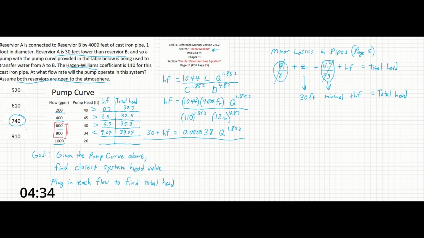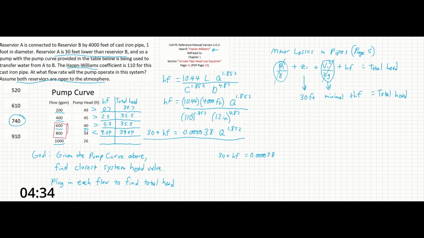Since a flow of 600 produces a head of 35.3, we can assume that the flow of 610 won't produce much more head than that. We could check this if we wanted to as well. But 740 would likely produce slightly more than the midpoint between 40 and 34, so slightly more than 37.